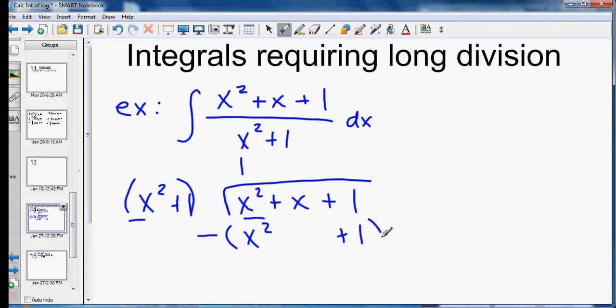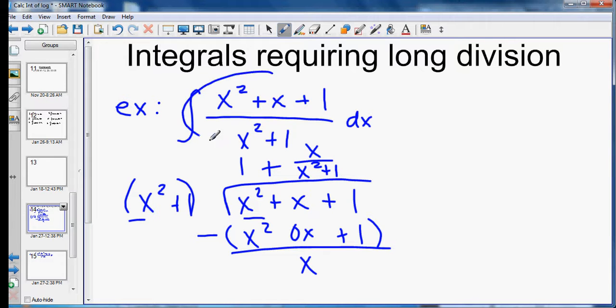I've divided and I multiplied. Now I subtract. x squared minus x squared is 0. x minus no x is x. 1 minus 1 is 0. So I'm just left with x. And I can't divide any further because x squared won't go into x, it's too big. So x is our remainder. And remainders, when you divide, always go over top of whatever you're dividing by. So it turns out this fraction right here is equal to 1 plus x over x squared plus 1.